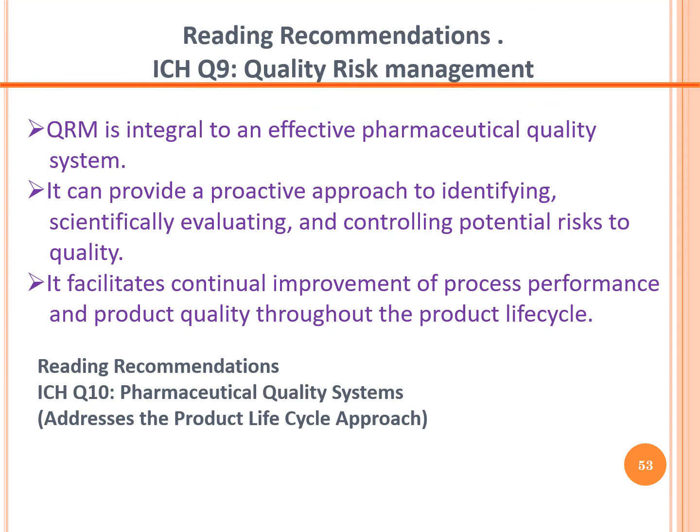Reading recommendations. ICH Q9, Quality Risk Management. QRM is integral to an effective pharmaceutical quality system. It can provide a proactive approach to identifying, scientifically evaluating, and controlling potential risks to quality. It facilitates continual improvement of process performance and product quality throughout the product life cycle. Reading recommendations. ICH Q10, Pharmaceutical Quality Systems. Addresses the product life cycle approach.